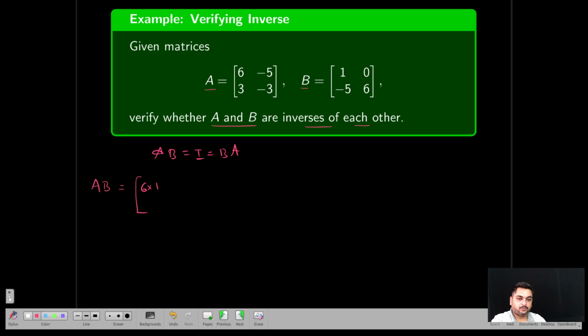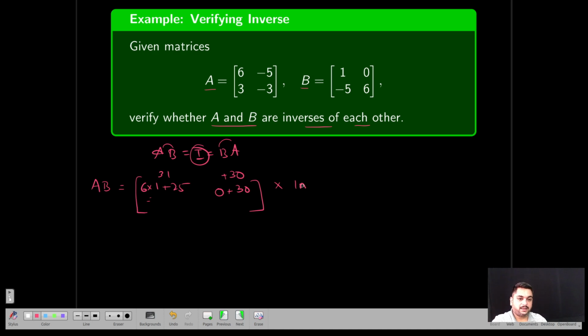6 into 1 plus 25. Then the second column, the first row, 6 into 0 minus 30. And now you need not proceed because this element becomes 31. This becomes minus 30. Sorry, plus 30. That means it is not an identity matrix. I should get the identity matrix if I multiply both. But here it is not the identity matrix that I am getting. So from here you can stop and say the inverse does not exist.